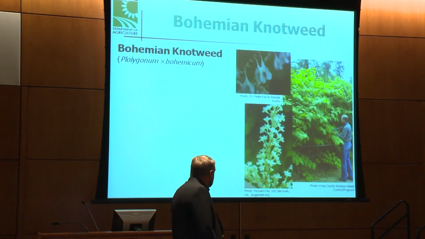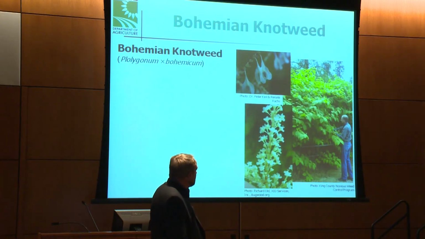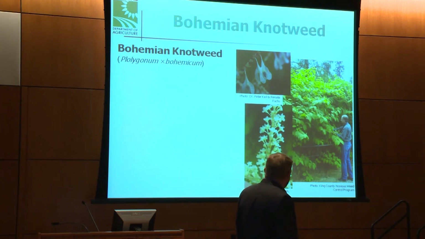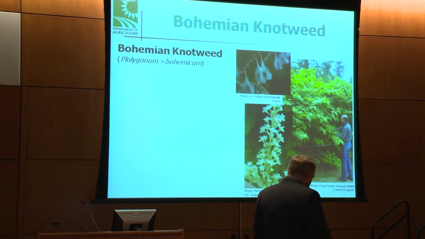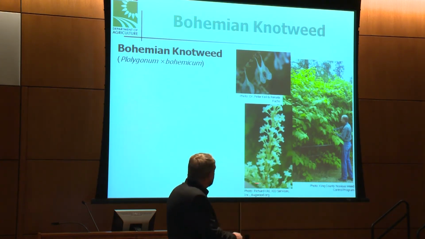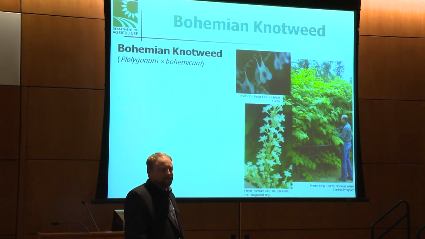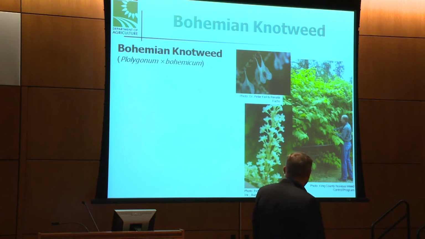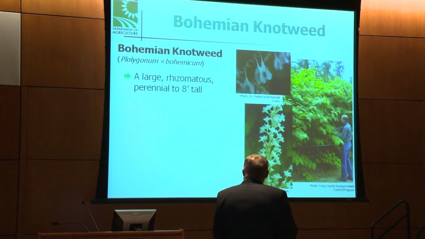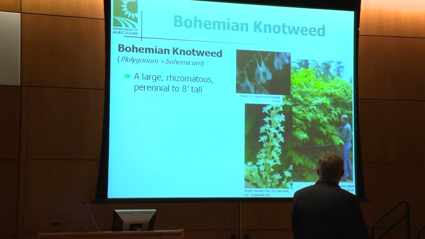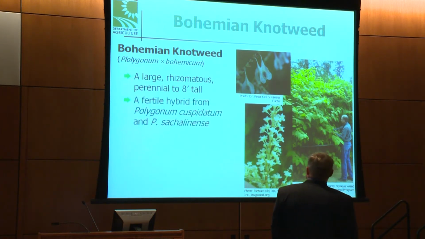Bohemian knotweed, one of several knotweeds that a lot of people are very scared of. Very tall, thick growing, nice yellow flowers. Nobody said noxious weeds are ugly. Some noxious weeds can be very beautiful. Rhizomatous, so it doesn't need to produce a lot of seed. Doesn't need to produce any seed. Grows to 8 feet tall.